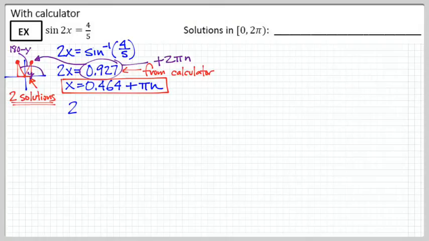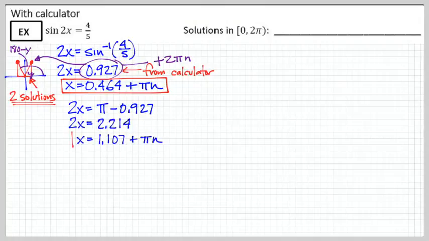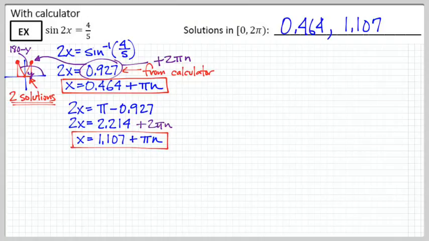So in this case, our value of 2x, and where did the 2x come from again? Just remember, it's from here. So 2x is going to be equal to pi minus 0.927. So then we divide by 2 again, and like I said, we have this general case where 2x is equal to 2.2 radians plus 2 pi n. So then we divide that by 2, and these are then our two general answers.